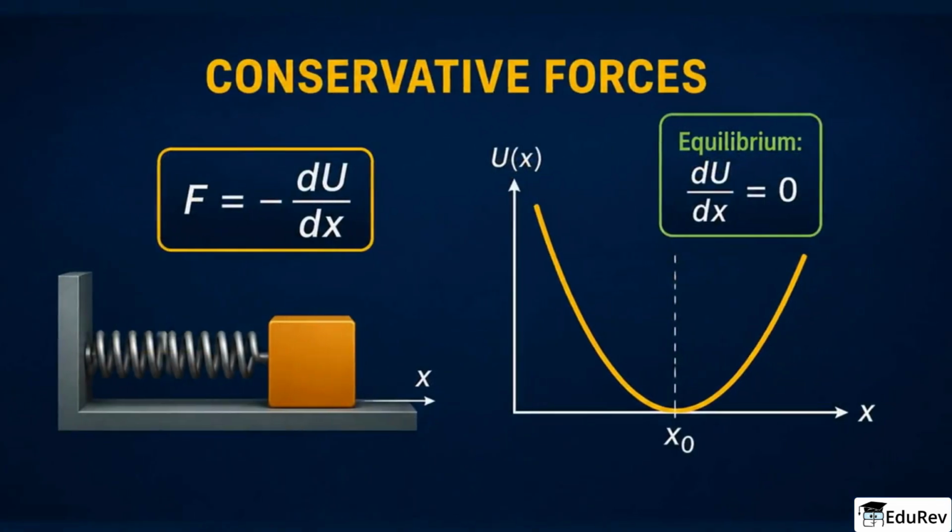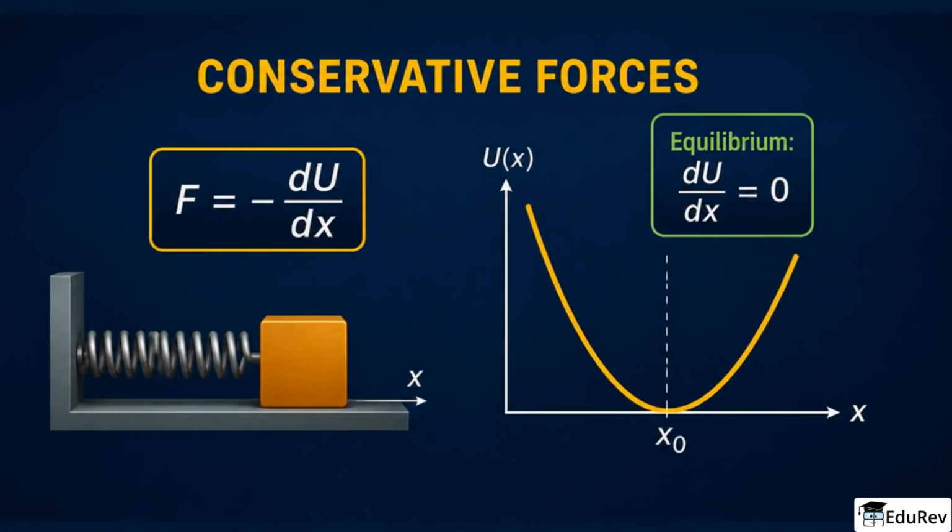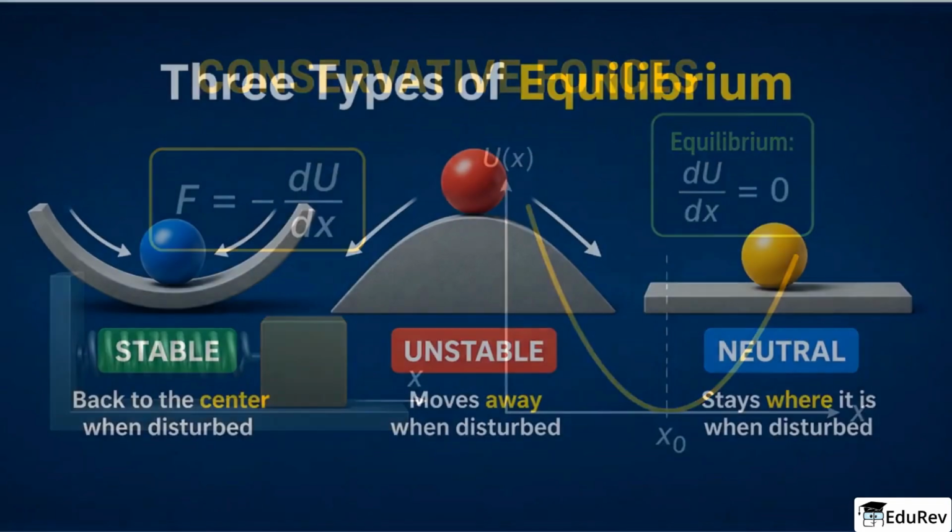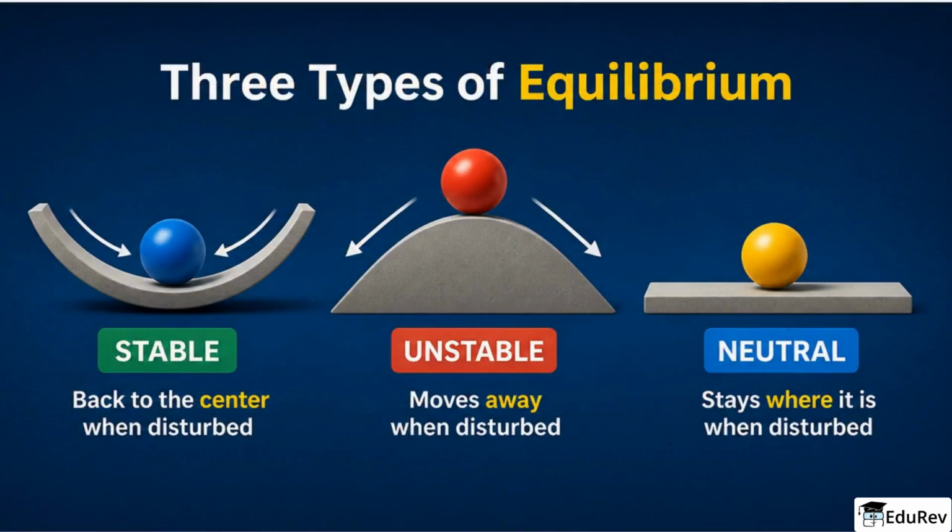For conservative forces, force equals minus the derivative of potential energy with respect to position. And equilibrium happens where that derivative is zero. Finally, equilibrium can be stable, unstable, or neutral. A ball in a bowl returns, a ball on top of a hill runs away, and a ball on flat ground stays where you put it.